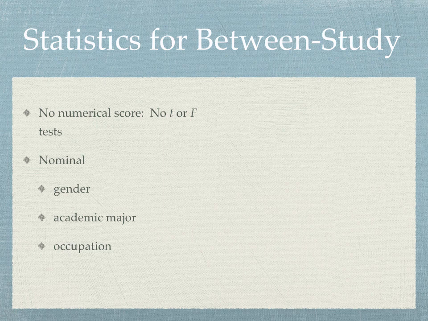I can't calculate a mean of male and female. Because what is that? You don't have any numbers. You have counts, but you don't have any numbers. Academic major, I can't calculate a mean of psychology versus chemistry. Those aren't things that I can calculate. The same goes for ordinal data. College class, are you a freshman, a sophomore, a junior, a senior? That's not something I can calculate a mean for either.